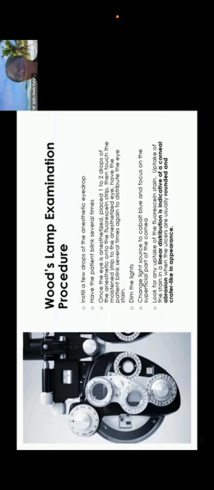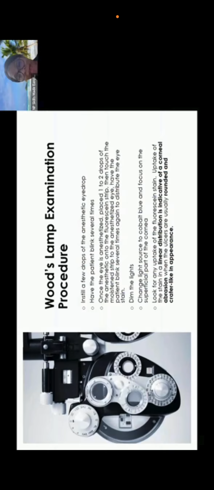place 1 to 2 drops of the anesthetic onto the fluorescein strip and then touch that moistened strip to the anesthetized eye and have the patient blink several times, moving the eye side to side to distribute the stain all through the eye. Then you want to dim the lights. You change your light source to the cobalt blue and focus on the superficial portion of the cornea. Look for any uptake of that fluorescein.